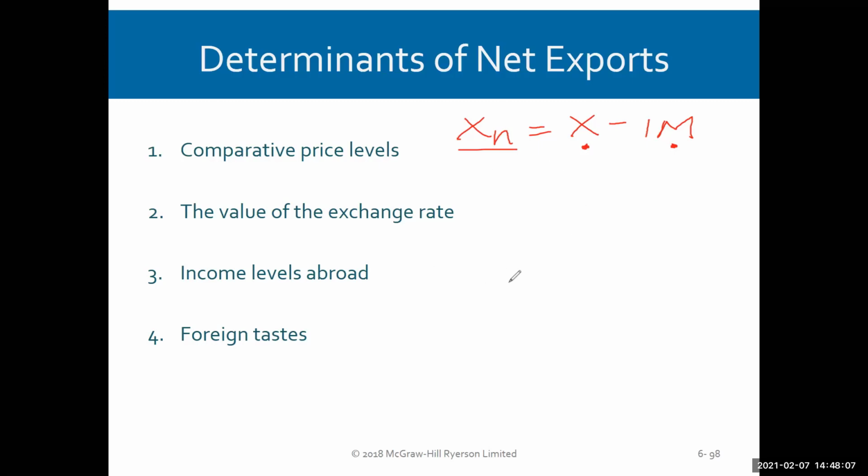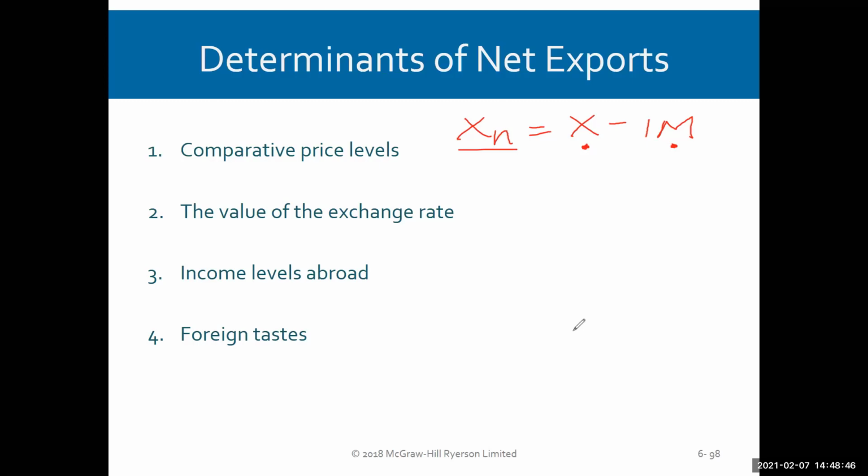Income levels abroad, well, that's pretty clear. As income levels abroad go down, they go into recession, they'll buy less of our exports, right? They'll buy less of everybody's exports. So exports will go down as income levels abroad go down. And then the last one's kind of a catch-all, foreign tastes. Well, what happens if people just decide that they love to buy Canada? They think there's good quality goods here. They want to buy Canadian, or they like the products. Well, foreign tastes, if they happen to be in favor of Canadian products, our exports will go up, right? And if they happen to be against Canadian products, our exports will go down.